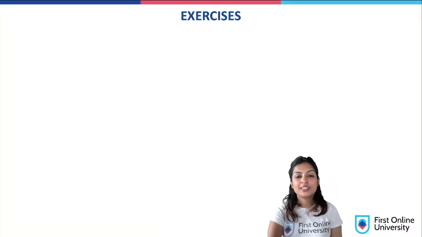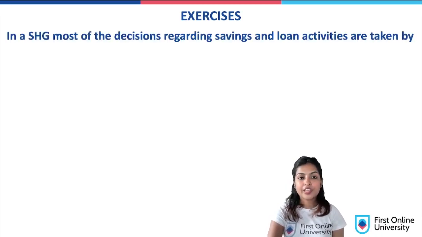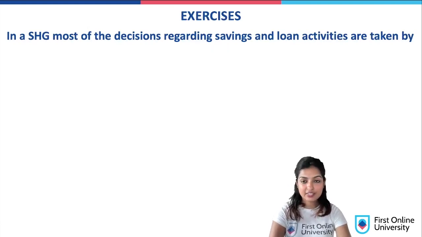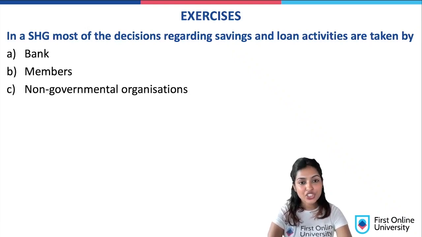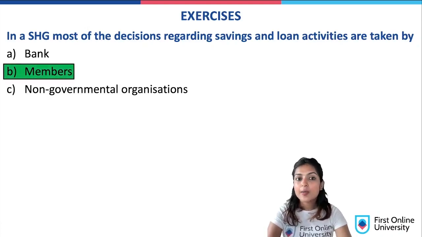Let's begin with the exercises and discuss some MCQs. First one. In a SHG, most of the decisions regarding savings and loan activities are taken by A. Banks, B. Members, C. NGOs, that is non-governmental organizations, and the answer to this is B. Members.